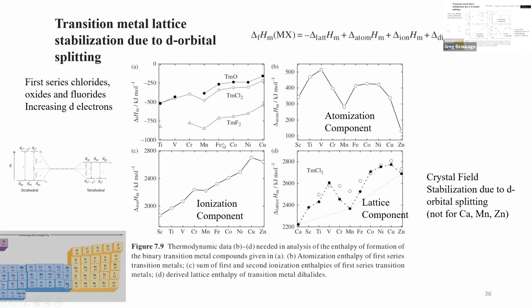So let's see, I think this is just electronegativity, right? Going across the transition metals, increasing electronegativity, I think. Well, it's adding electrons to the d orbital. So, ionization enthalpy of the first series. Atomization component, lattice component.